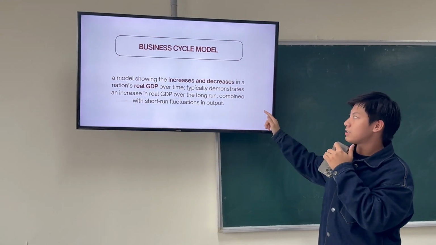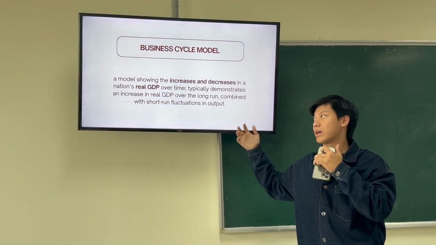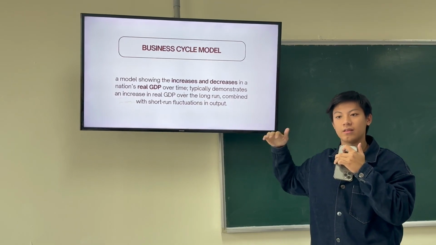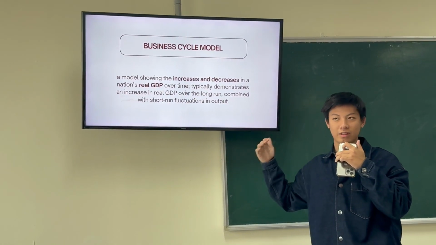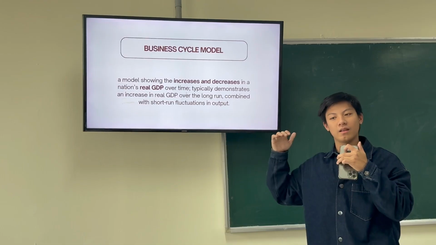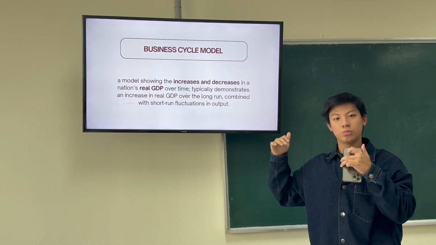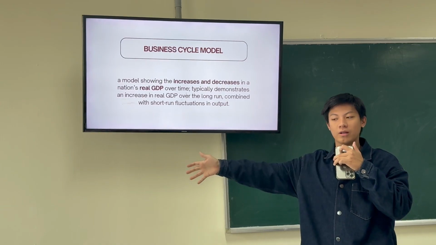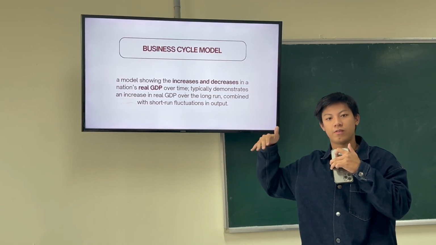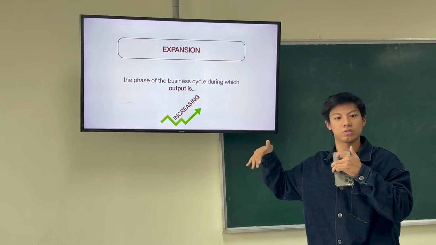Now, the business cycle model is simply a model or a graph showing the increases and the decreases in a nation's real GDP over time. And this model usually demonstrates an increase in real GDP in the long run, with short-term fluctuations in output in the short term.